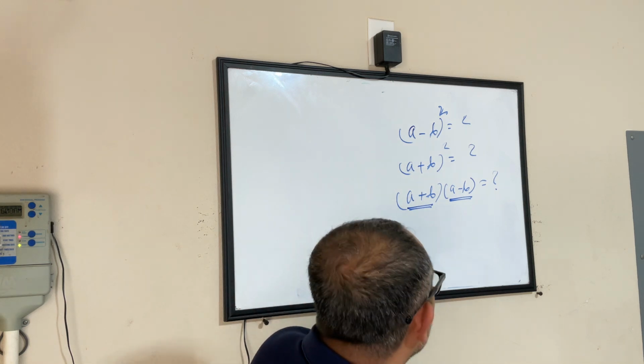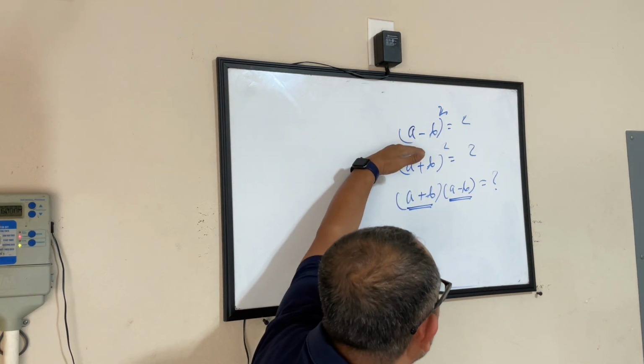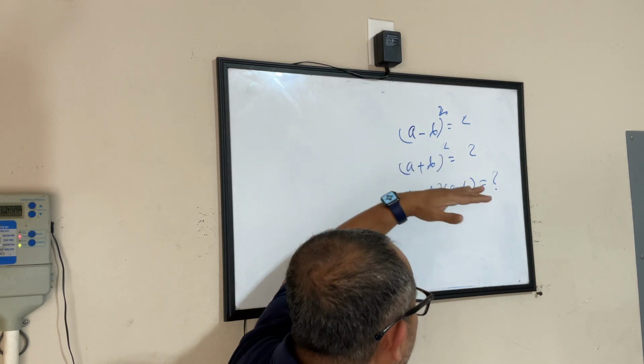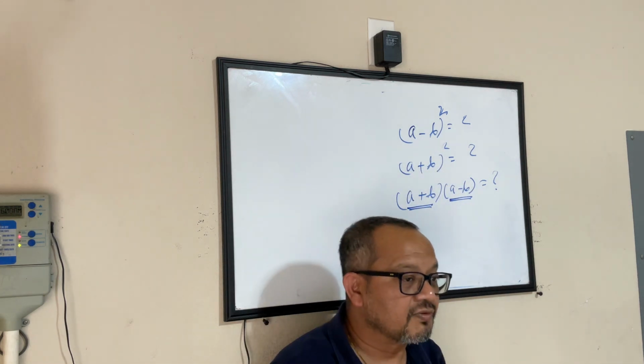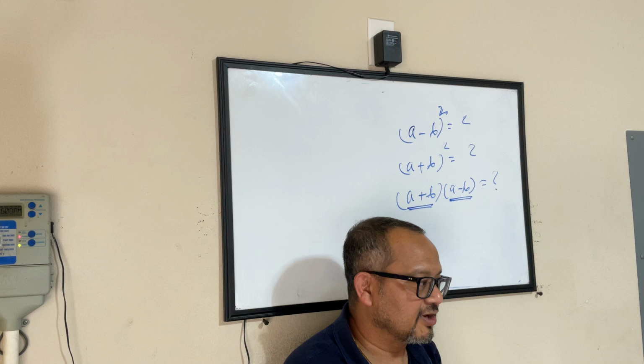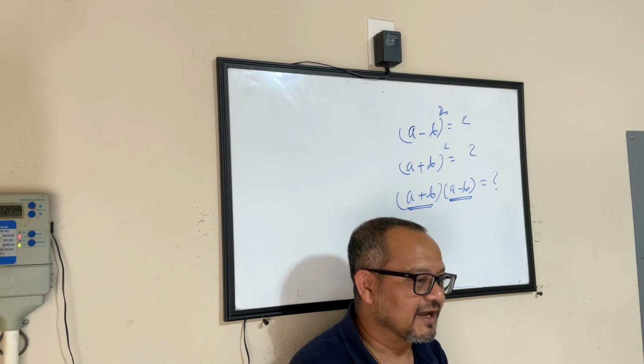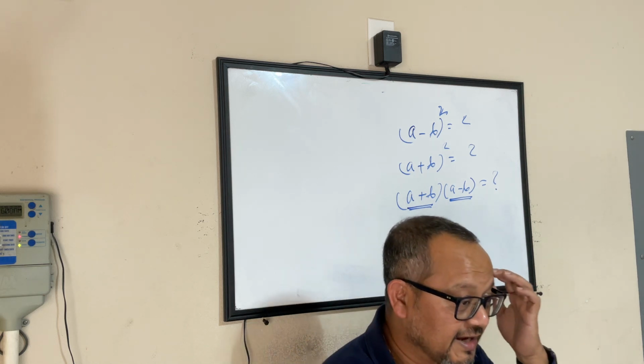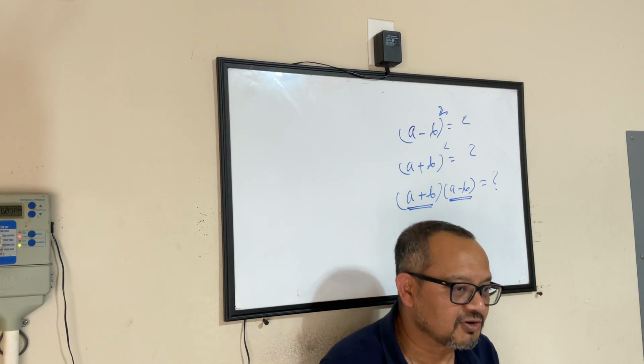So a question for you all. If you have to find out a minus b whole square, a plus b whole square or a plus b into a minus b, how would you find it out? I know Gautam knows. Let me check on the screen. Anybody who can tell me how to find it out?